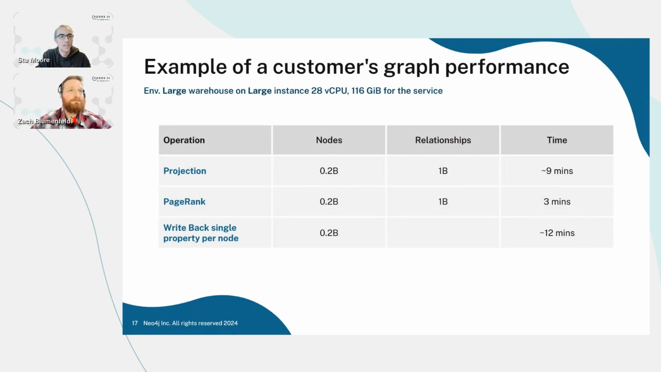Just talk quickly, just a bit about some performance that we've got. We're still early in our preview, but we've got some great performance results already. We've done 0.2 billion nodes and 1 billion relationships in about 9 minutes. Running PageRank over there took 3 minutes, and then writing the results back in 12.